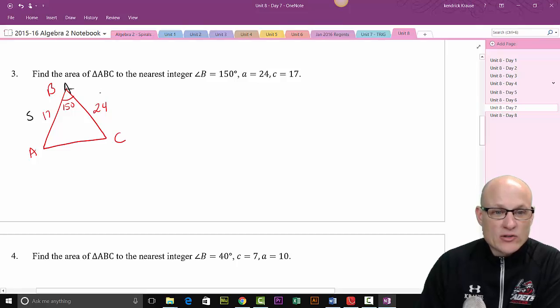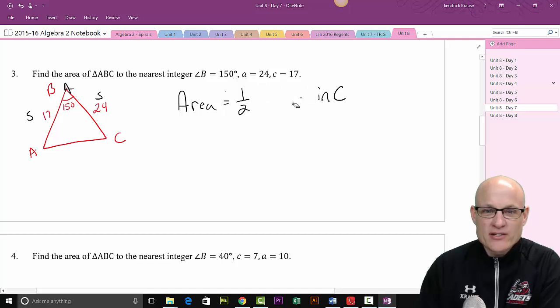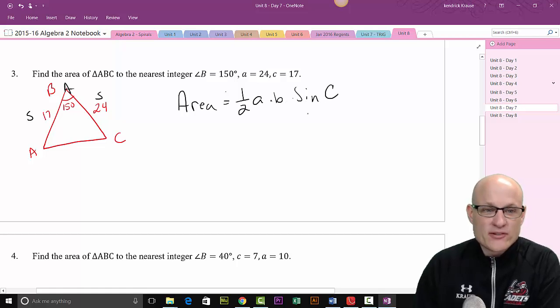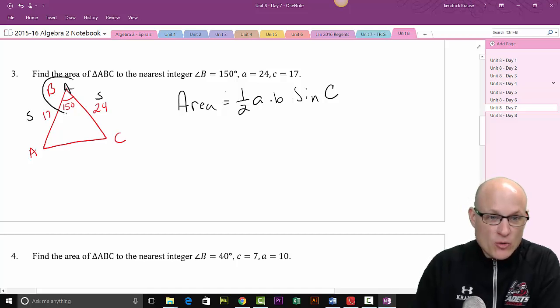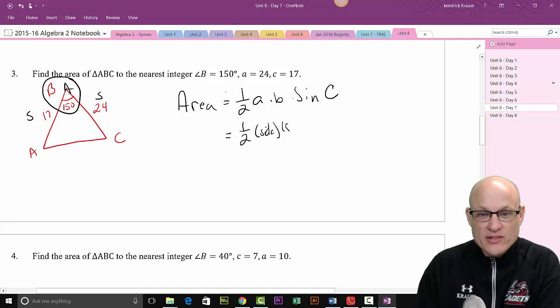Area equals 1/2 ab sine C. Well, in this case, I just use ab sine C. That's the formula: a times b times sine of C. In this case, we're really going to use angle B, so I don't really care if you change it. What I really want you to remember is 1/2 a side times a side times the sine of the included angle, the angle that's in between the two sides.